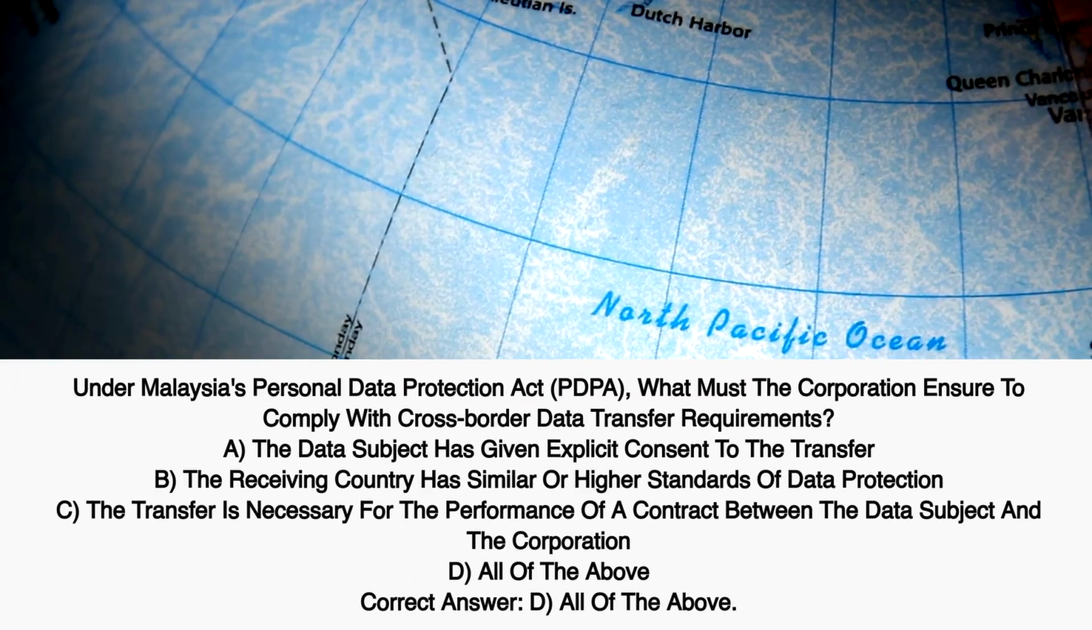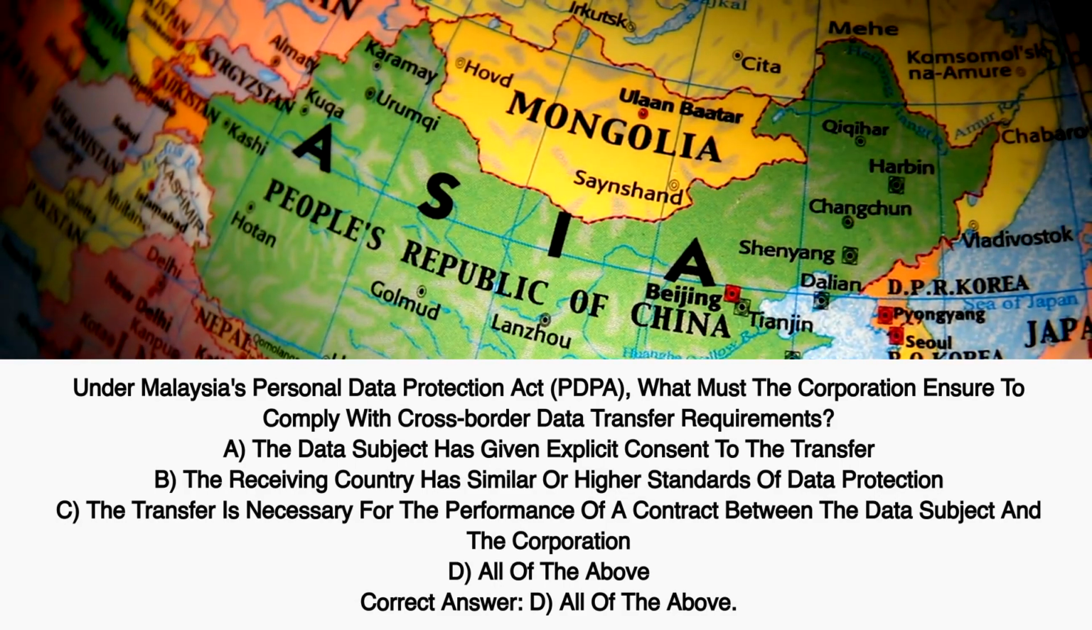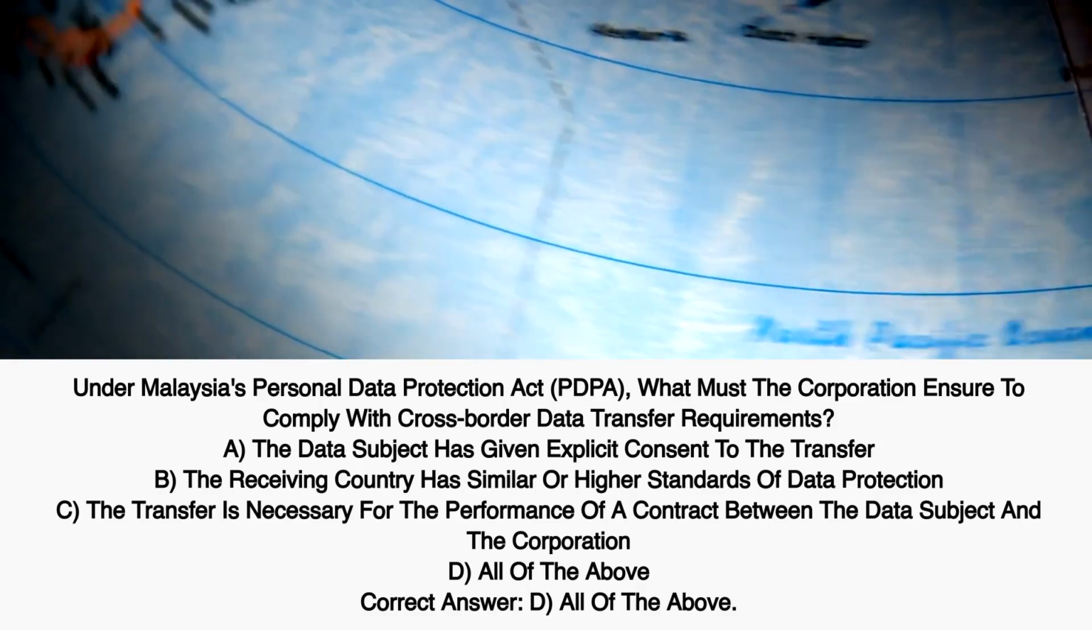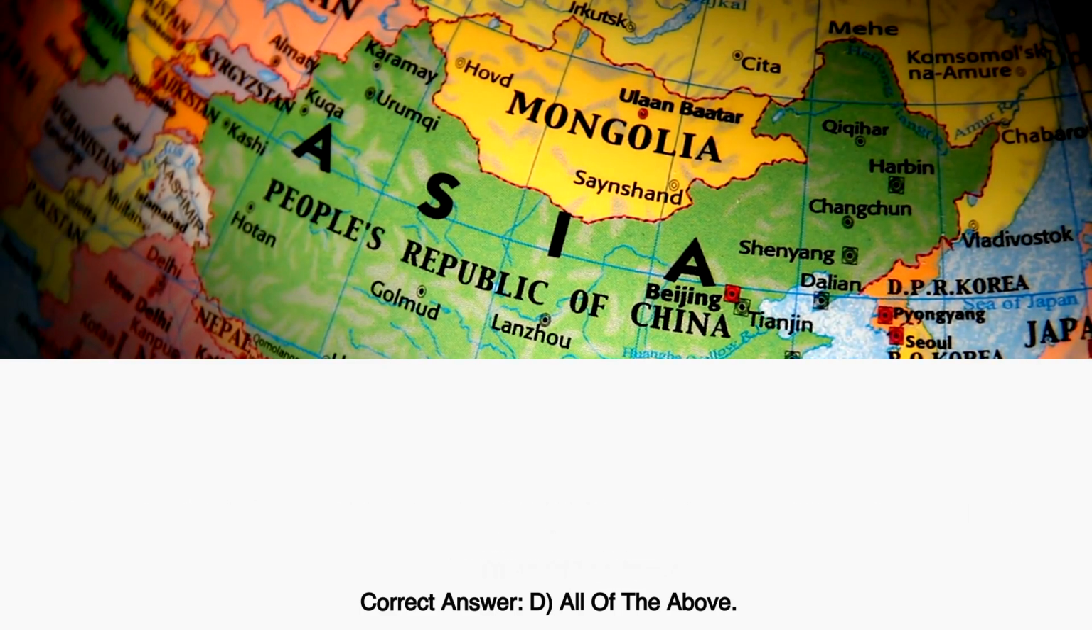Under Malaysia's Personal Data Protection Act, PDPA, what must the corporation ensure to comply with cross-border data transfer requirements? A. The data subject has given explicit consent to the transfer. B. The receiving country has similar or higher standards of data protection. C. The transfer is necessary for the performance of a contract between the data subject and the corporation. D. All of the above. Correct answer. D. All of the above.